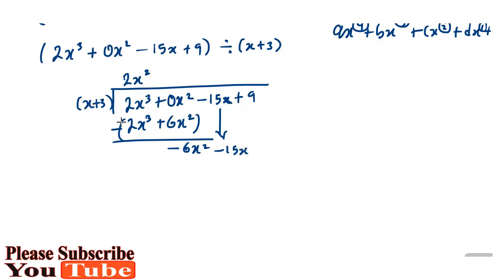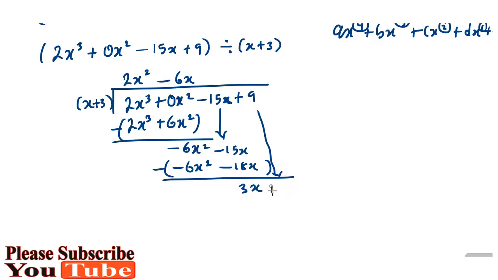So x in minus 6x squared will give us minus 6x. Minus 6x times x gives us minus 6x squared. Minus 6x times 3 gives us minus 18x. So we subtract again. Minus 6x squared plus 6x squared is 0. Minus times minus is plus, minus 15x plus 18x will give us 3x. So the next thing is to drop down this plus 9.